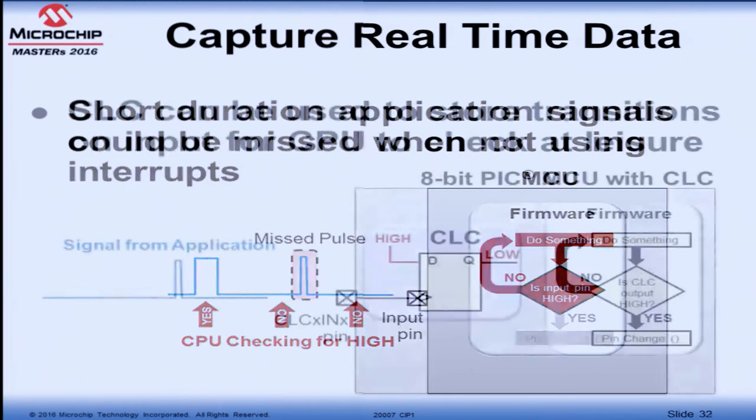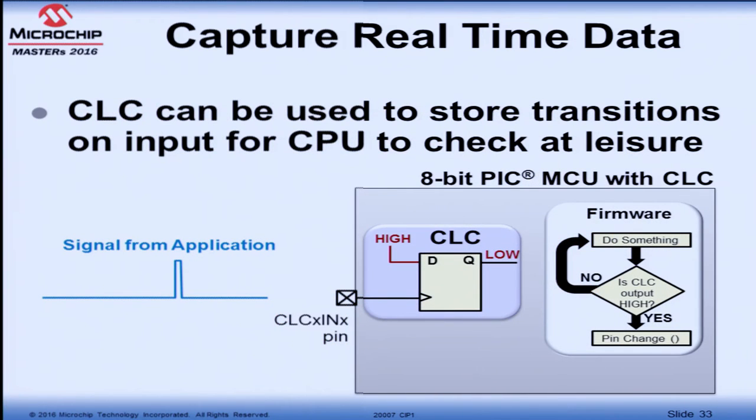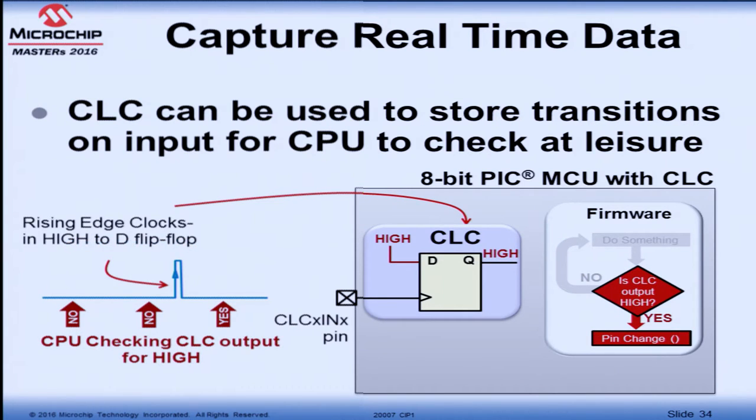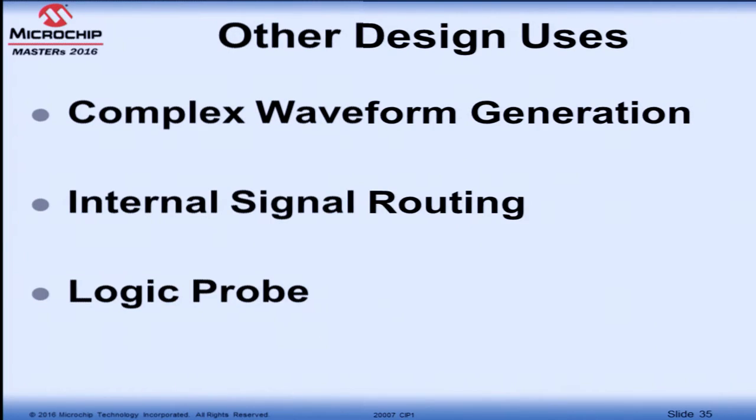Here's a missed pulse. And now with a CLC, you can actually apply a D latch to it so that every time there's a rising edge, there's no chance to miss it. And you can put your CPU into sleep, or you can have your CPU do other jobs and check it in an even longer period and see if a rising edge has occurred, because it turns high whenever a rising edge occurs. So there's never a chance for you to miss a pulse.